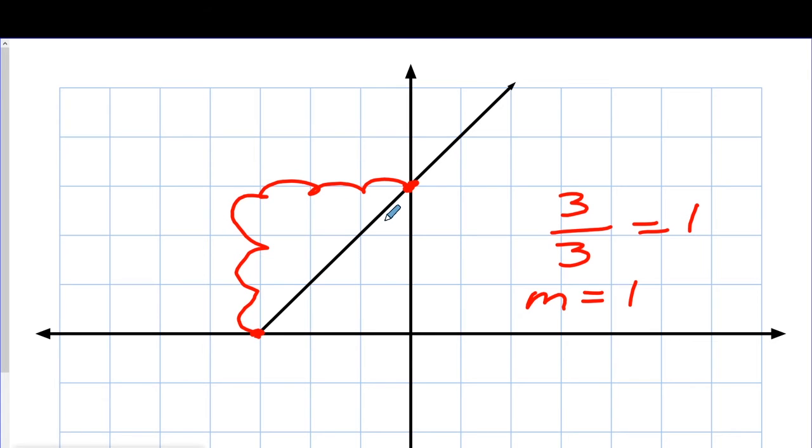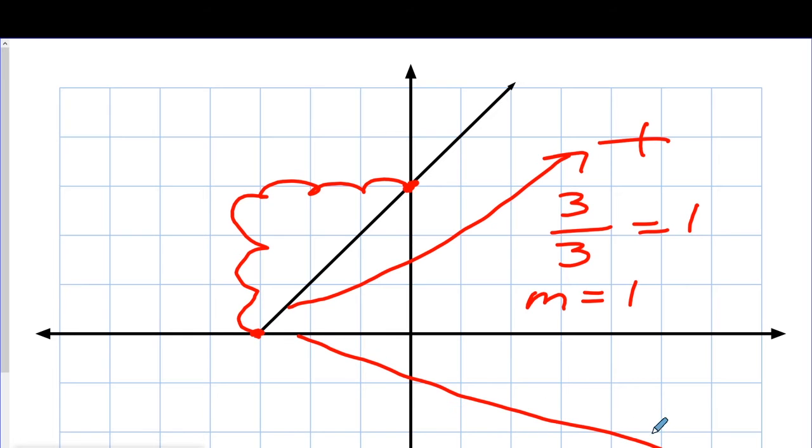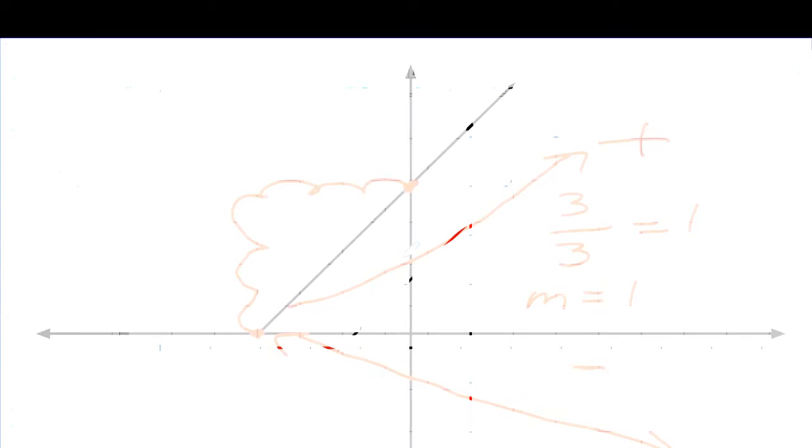I probably should have discussed positive and negative slopes. The way I look at it, if you're going uphill, I'm going in this direction, that's going to be a positive slope. If I'm going in a downhill direction, like this red line here, that's going to be a negative slope. So for this example here, we're going uphill, so we know our slope is going to be positive. And we went up 3 and over 3. 3 over 3 is 1. So this line in black would have a slope of 1.